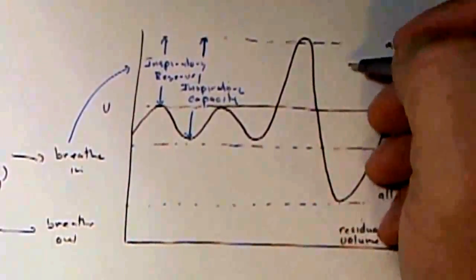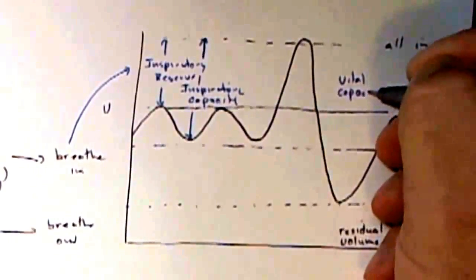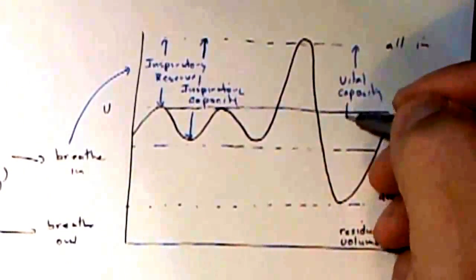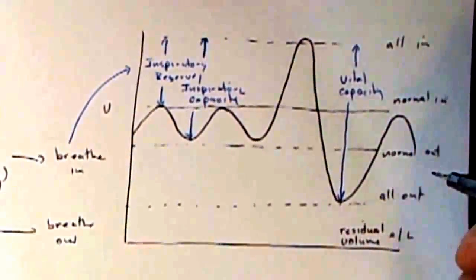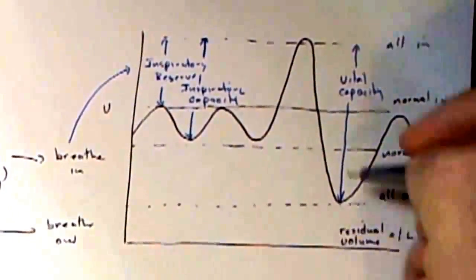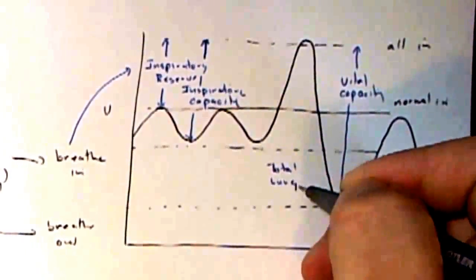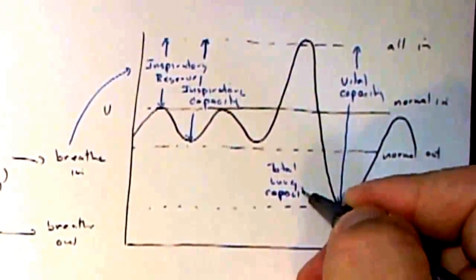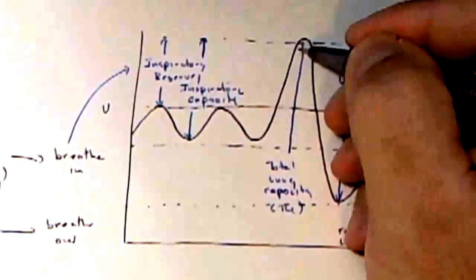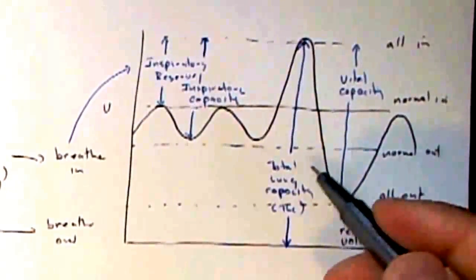We'll do something called a vital capacity. A vital capacity is how much air you can move. So it's the difference between you've taken a deep breath, all the air in, and you've breathed out all the air. How much can you breathe? We have something else here that takes into account the residual volume, and this is the total lung capacity, often abbreviated to TLC. That's the difference between all in, all the way down to the residual volume. So how much complete air can you get into the lung?